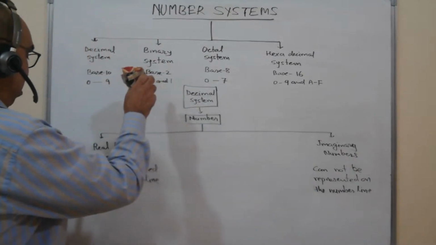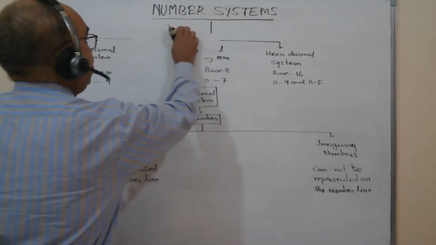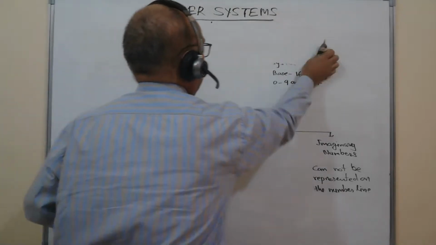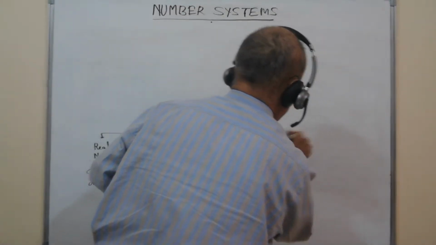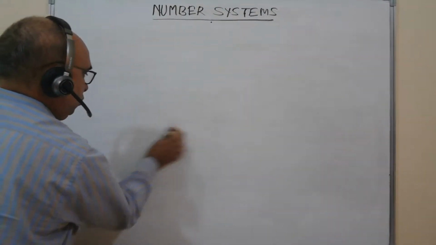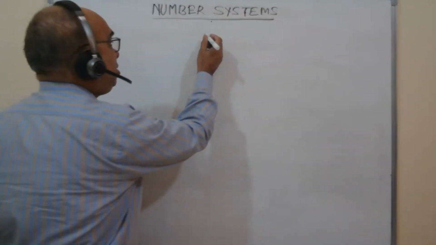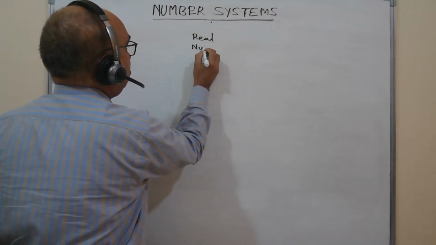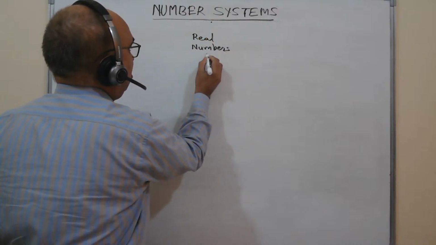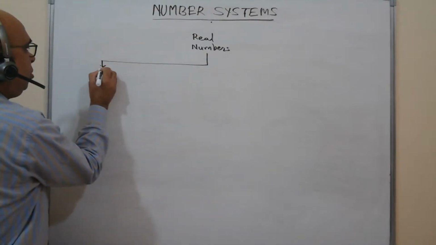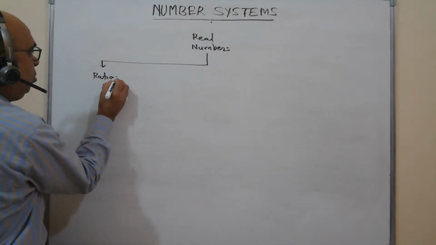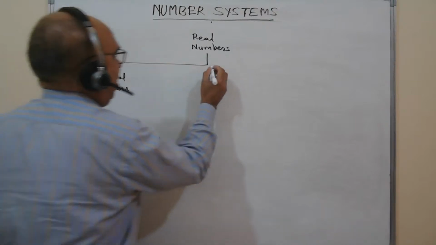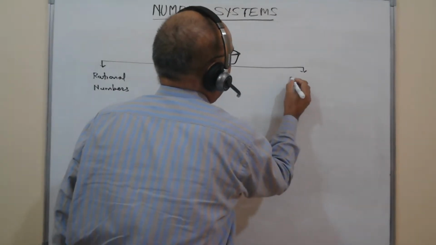Now, classification of real numbers. Real numbers are two types: rational numbers, and the next one is irrational numbers.